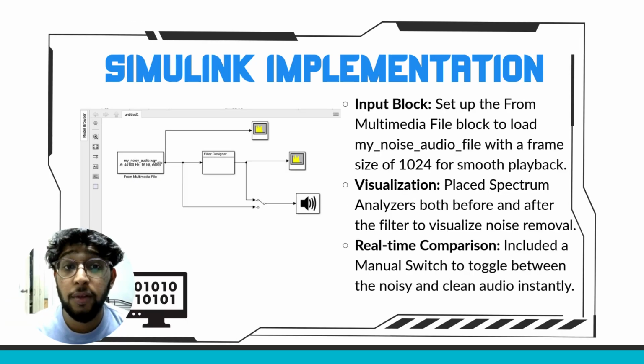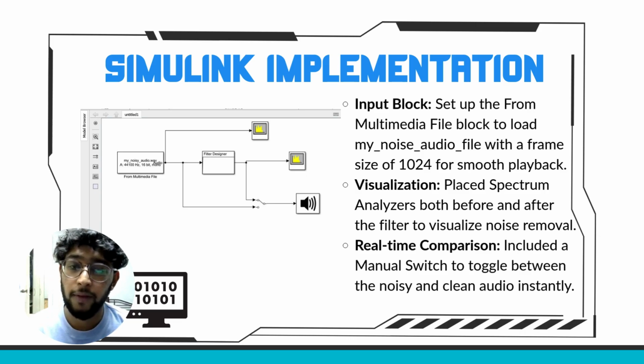Okay, for the Simulink implementation, the input block, I've set up a multimedia file block. This is to load the audio that was mixed with the 50 hertz, which is a noisy audio, into the frame. And next, I have placed two spectrum analyzers for before and after.